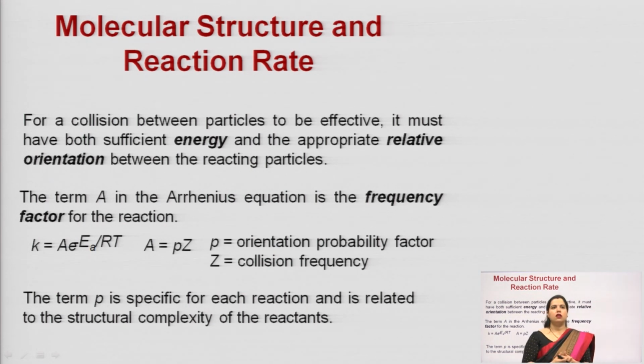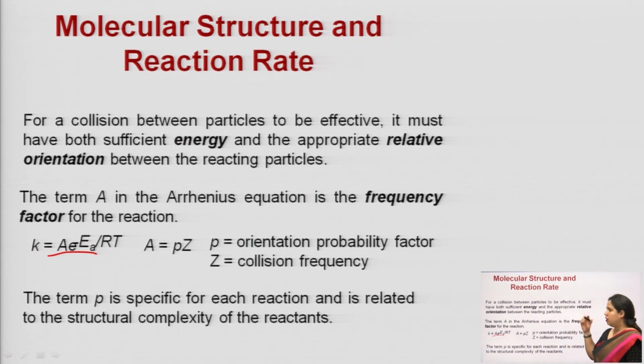The term A in the Arrhenius equation is the frequency factor. This is the frequency, how often it is reacting with the other particle of the reactant. It can be calculated as k = A e to the power minus Ea over RT. This is the Arrhenius equation. A is PZ, where P is orientation, the exact configuration through which it is interacting, and Z is the collision frequency, how often the particle is colliding with another one.